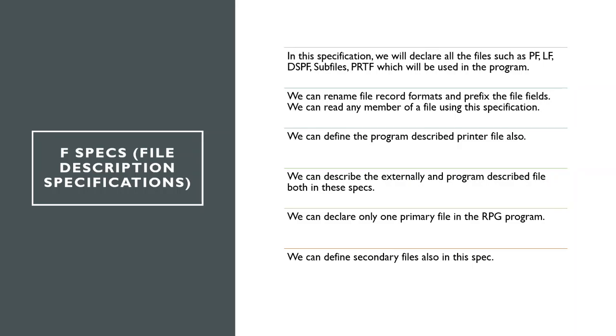Apart from that file declaration, we also have some keywords. If you want to rename the record format of your file, you can do that. If you want to rename the fields, you can do that. If you want to read some specific member data, for example, you have a multi-member physical file and you want to read a specific member's data, there are various keywords that you can use in the F specification. Based on that, you can rename the record format, rename the fields, and read the specific member data. You can control your file whenever you want to open or close it. By using those keywords, you can control the file operations.